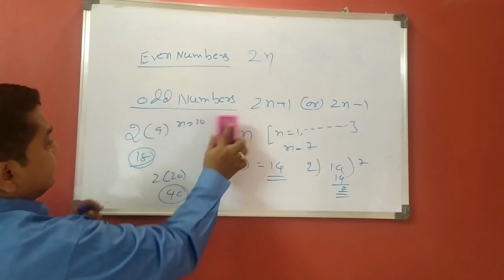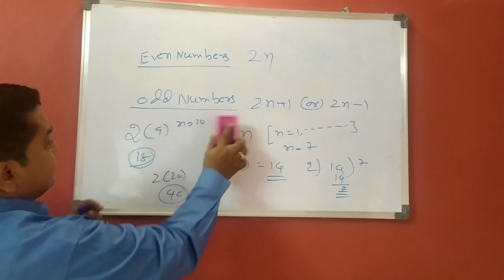13 is there. Then we reverse the place values, then it becomes 31. 31 is also a prime number. Then 17. We reverse it, 71. It is also a prime number. 37. We reverse it, 73. It also becomes a prime number.